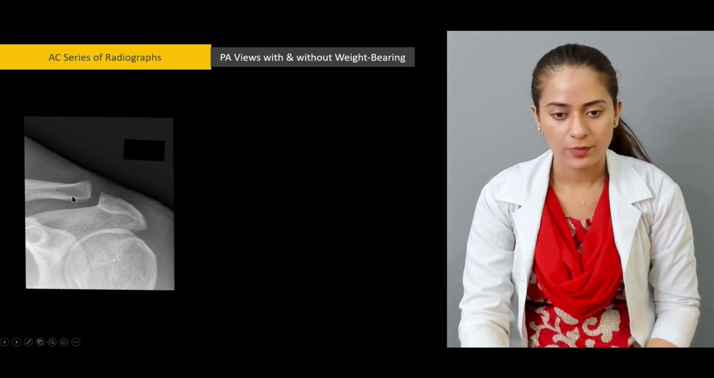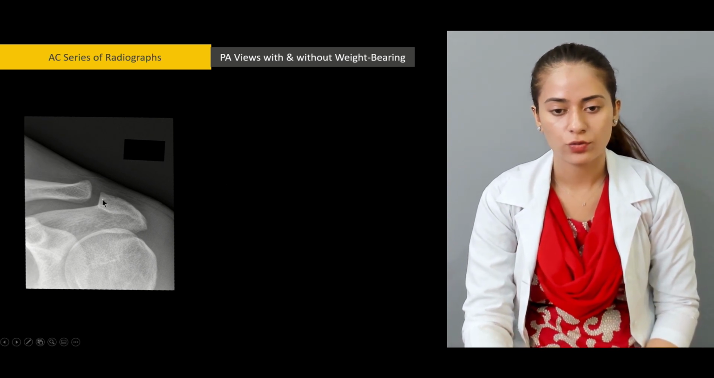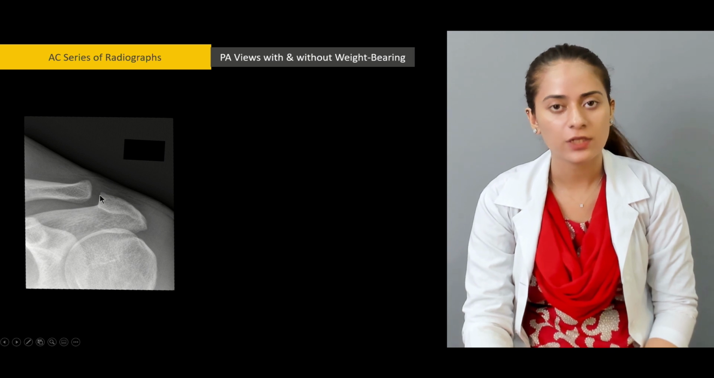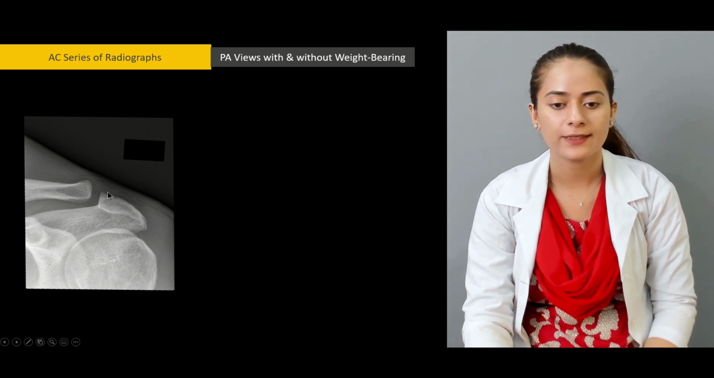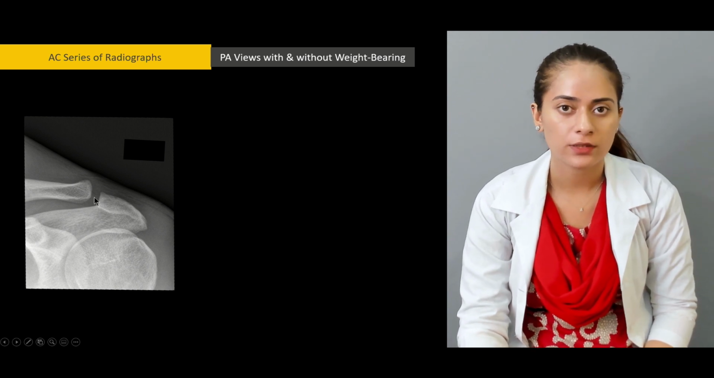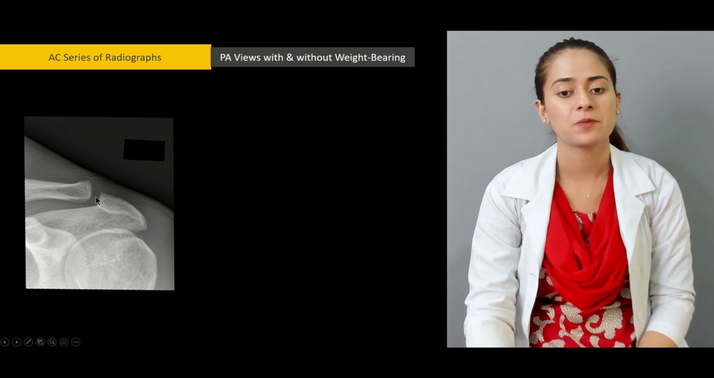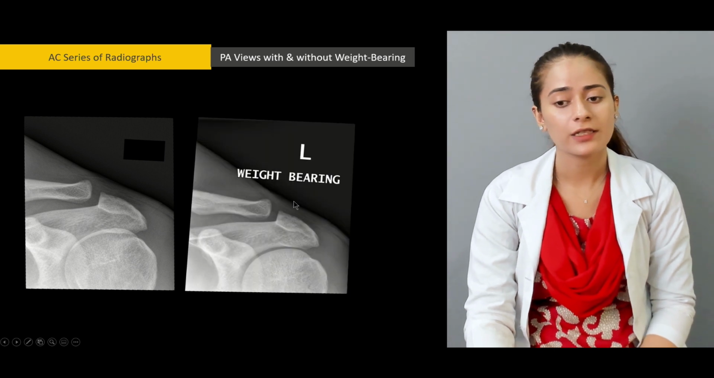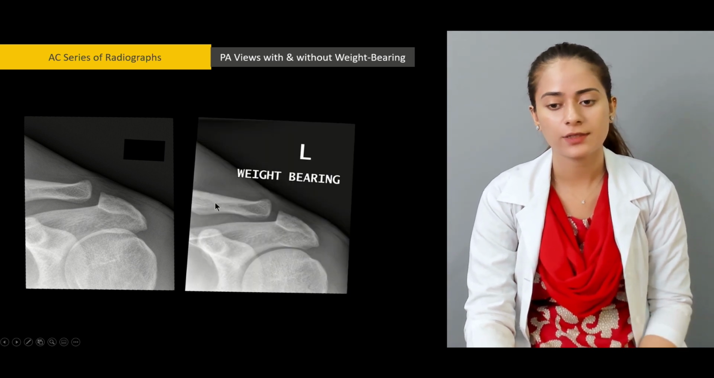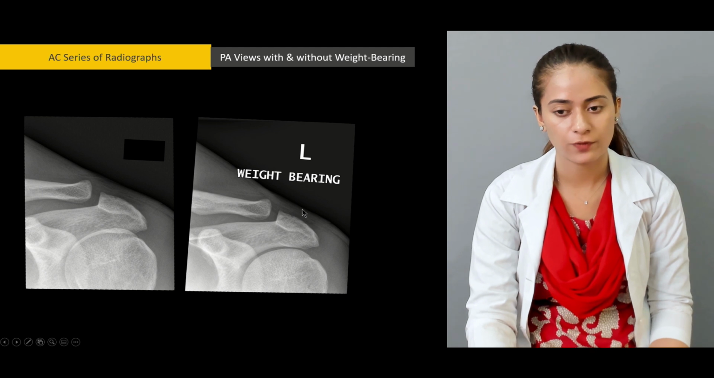So this is what I was talking about, the AC joint. There is a normal space between the acromion and the clavicle, which is 7 mm for males and 6 mm for females. And any reduction or increase in this space is obviously suggestive of some disease.